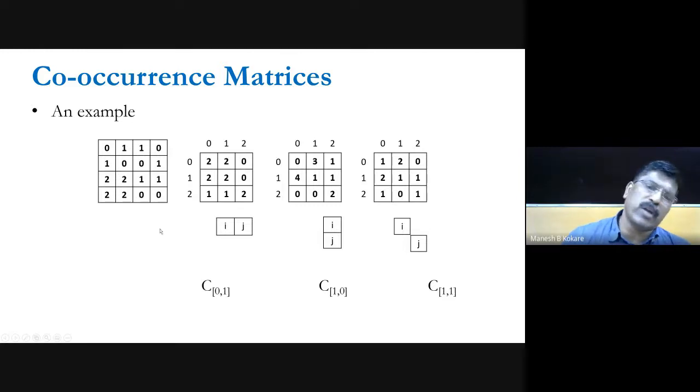So in this way, you can find the co-occurrence matrix. And then from that also, you can extract the features. Those will basically be the unique features for textural images. I hope that you have understood how to extract the co-occurrence matrix from the given relation.